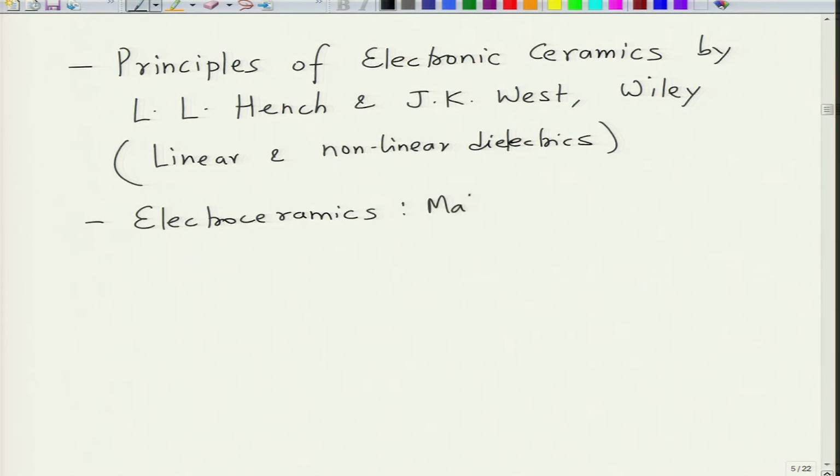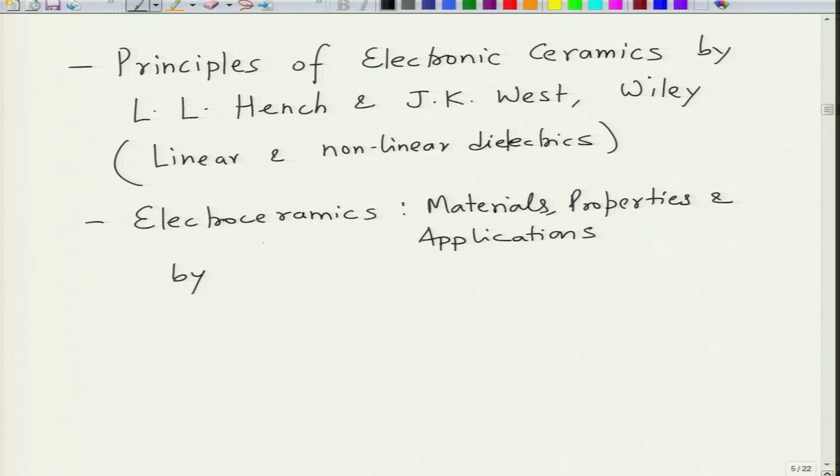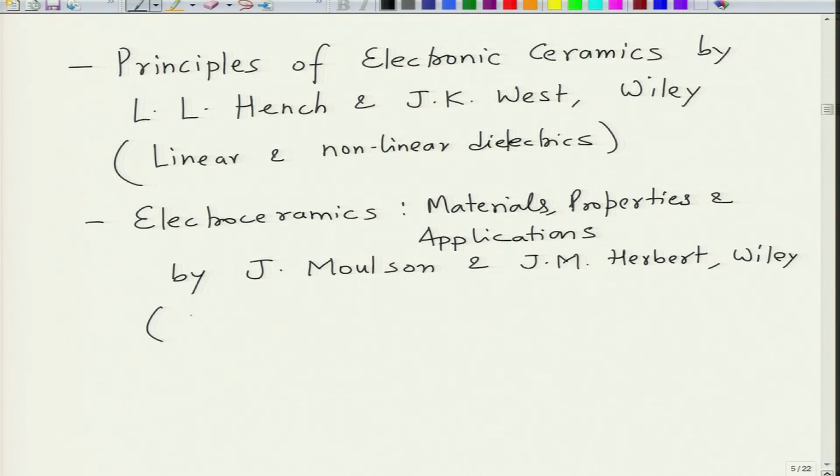We may also look at Electroceramics: Materials, Properties and Applications. This is by J. Moulson and J. M. Herbert, and this is again Wiley published book. Again, this is good from the perspectives of properties of ceramics and applications.